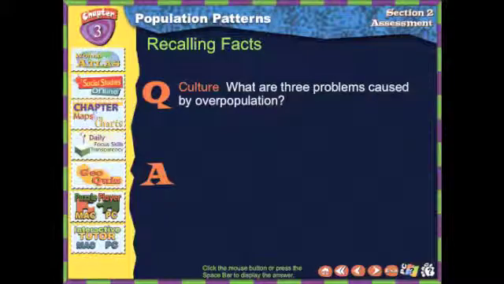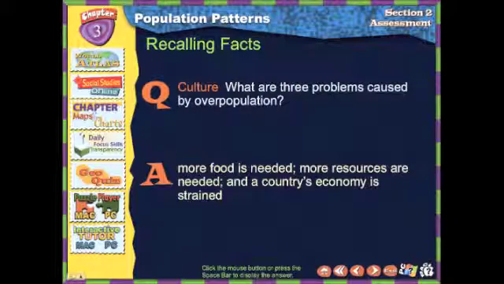What are 3 problems caused by overpopulation? You should remember this from our earlier discussion about a party with too many people. Time for the answer. More food is needed, more resources are needed, and a country's economy is strained. That means they don't have a lot of money.